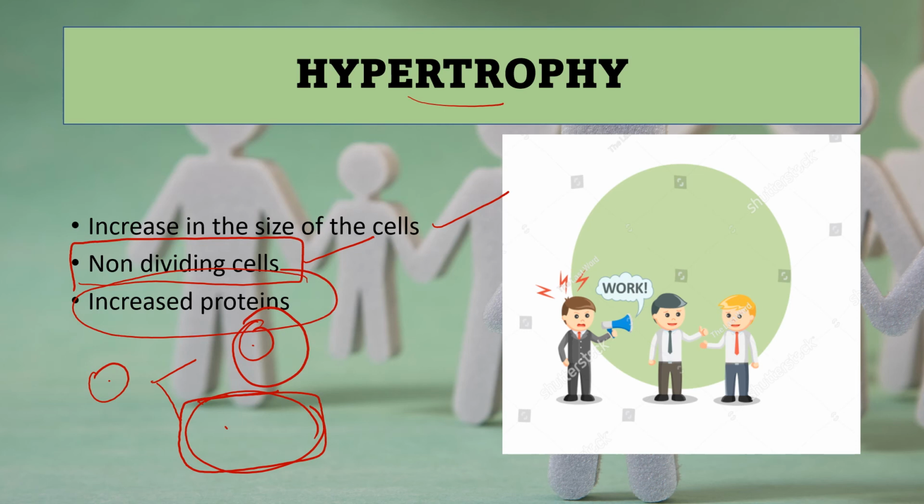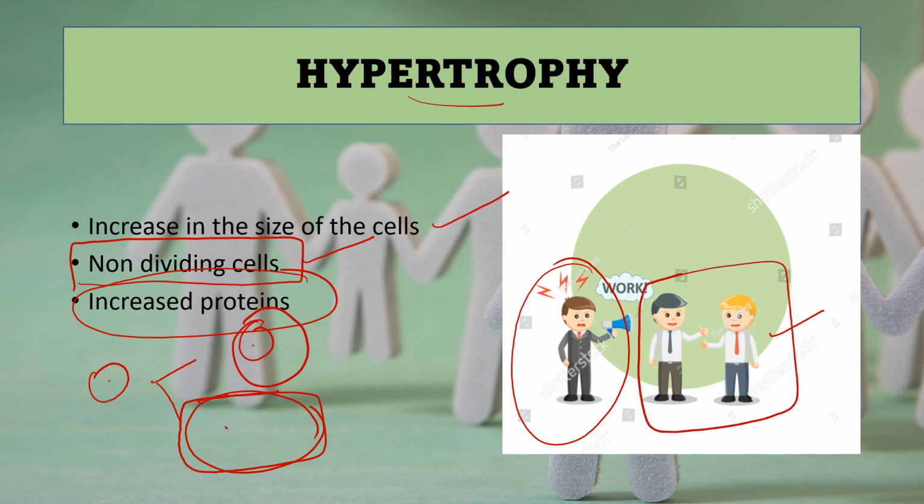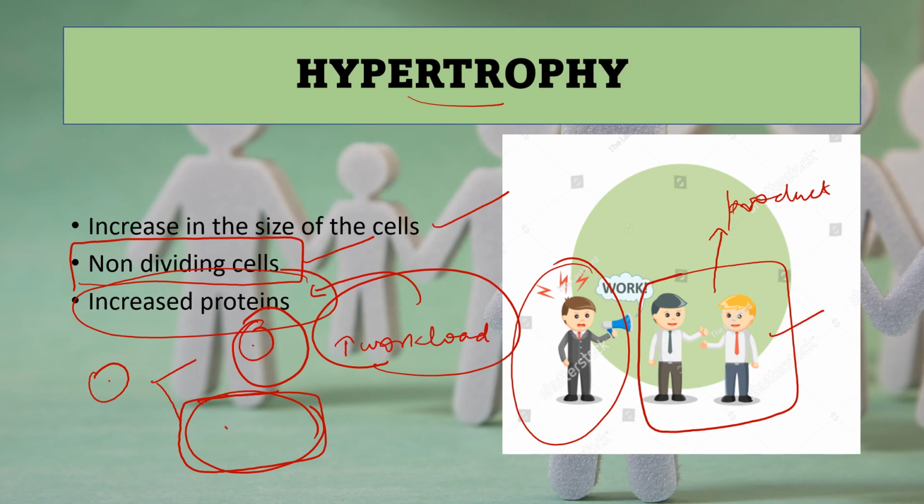And what's the mechanism behind hypertrophy? Increased synthesis of proteins. So let's imagine a boss is giving increased work to two people. What happens? These two persons have to complete the work within the stipulated time, so they try to increase the productivity. Likewise, whenever you have an increased workload, that means your uterus has to accommodate the fetus, and your heart, your ventricles, have to accommodate the increased blood. The workload is increased, so they try to synthesize more proteins, thereby they increase in size. So this is how hypertrophy happens.